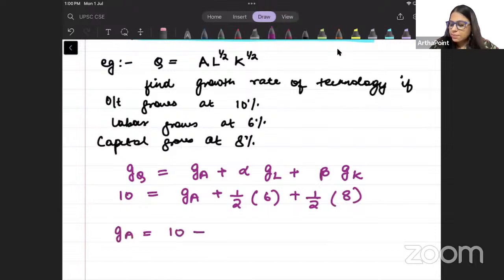ये हो जाएगा 10 minus 3 minus 4. 10 minus 7 is equal to 3. So this will be the growth rate of technology.